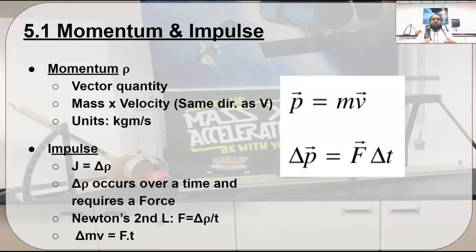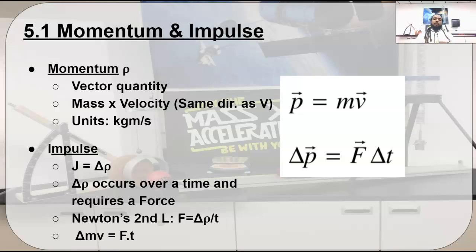The first one is called momentum and impulse, and this is really just laying the foundation, making sure you are familiar with the definitions of each. Momentum is a vector quantity. It's equal to mass times velocity, in the same direction as velocity. Typical SI units: kilogram meters per second. Impulse is defined as change in momentum. An impulse, or change in momentum, occurs over a time and requires a force.